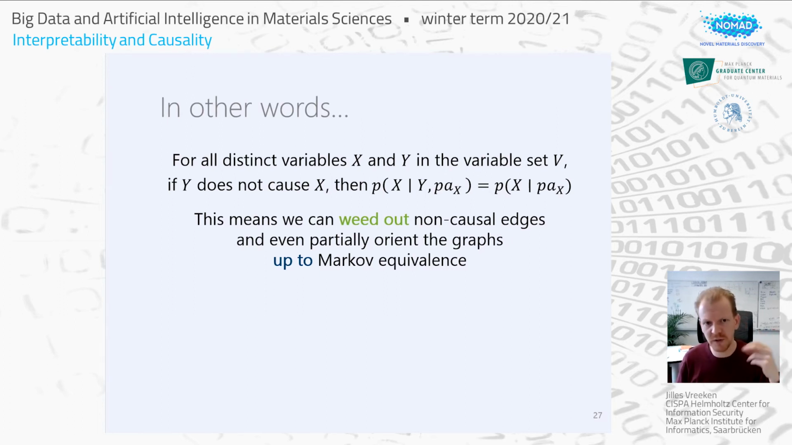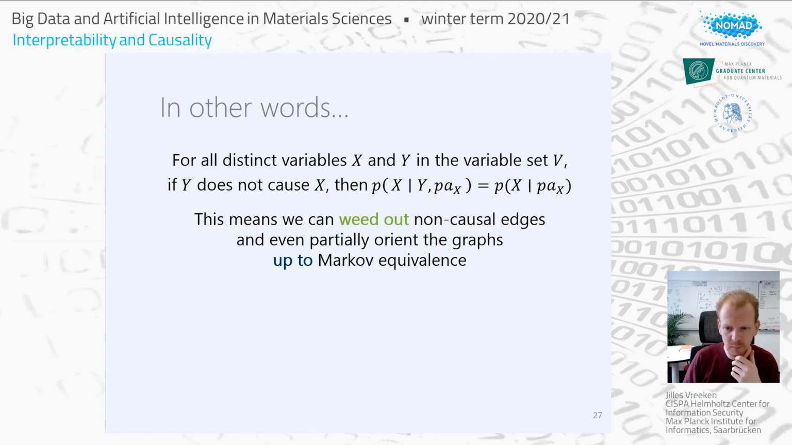And that is the general gist of the algorithm I'm going to be sketching out in a few minutes. So we can start with a full graph and weed out non-causal edges by trying to figure out what we can screen away. What information is indispensable and what information can we just throw out without any loss. This allows us to identify, under assumptions like faithfulness and sufficiency, which I'll point out in a second, any non-causal edges, which is great. And we can even partially orient the graph that we then get, up to Markov equivalence.